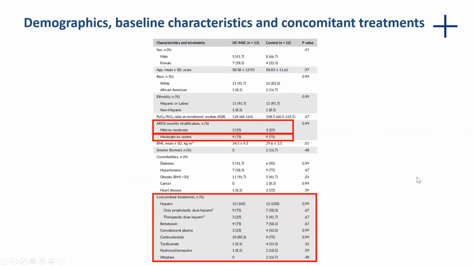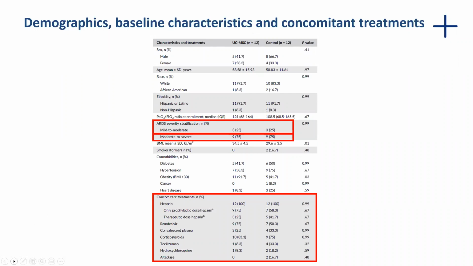Now, this table shows the demographics, baseline characteristics, and concomitant treatments of the enrolled subjects. Looking at the ARDS severity stratum, 3 subjects in each group were stratified as mild to moderate, and 9 subjects were stratified moderate to severe. There was no significant difference in the concomitant treatments between the groups. The statistical analyses performed here were the Fisher exact test and the Wilcoxon 2 sample tests for categorical and continuous variables.